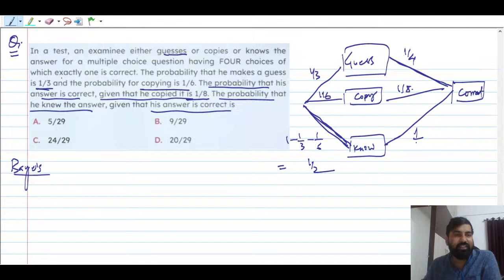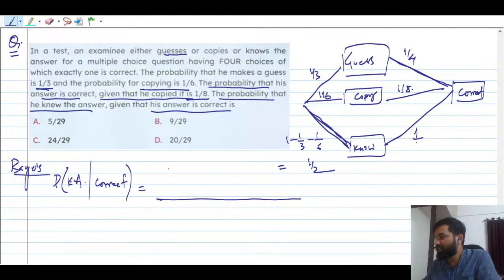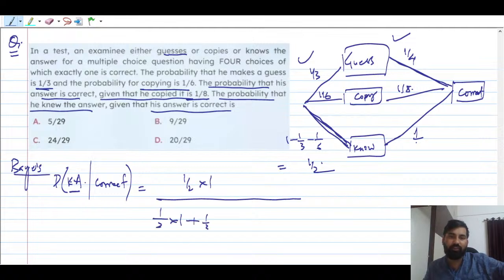What they are asking is the probability that he knew the answer given that it is correct. What you have to do here is always multiply these probabilities, one ordinary and one conditional, and put it in the numerator for what they are asking. So for knew the answer, that is 1 by 2 into 1, and in the denominator, 1 by 2 into 1 plus 1 by 3 into 1 by 4 plus 1 by 6 into 1 by 8. This is the answer.